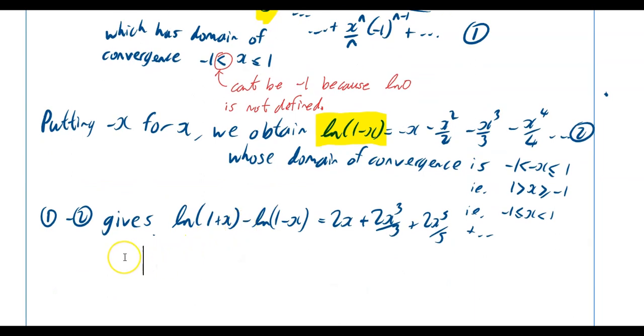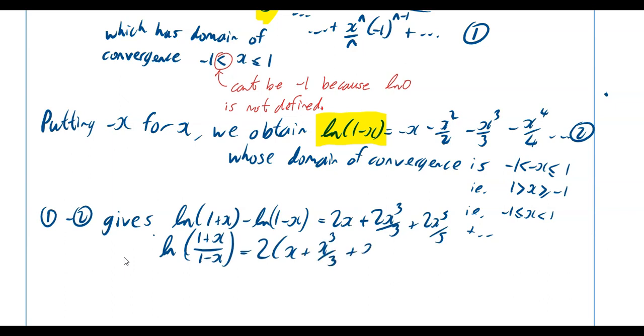So we tidy that up, and using our second rule of logs, we can write the left-hand side as ln of 1 plus x over 1 minus x, and that is equal to, I'll just take a 2 outside of bracket, 2 times x plus x cubed over 3 plus x to the 5 over 5, plus dot dot dot, and so on. We'll call this equation 3, and then we will talk about equation 3.